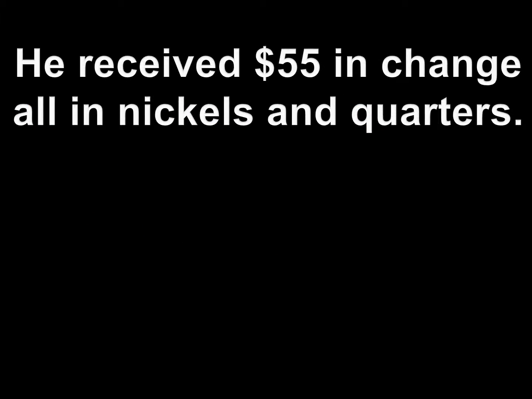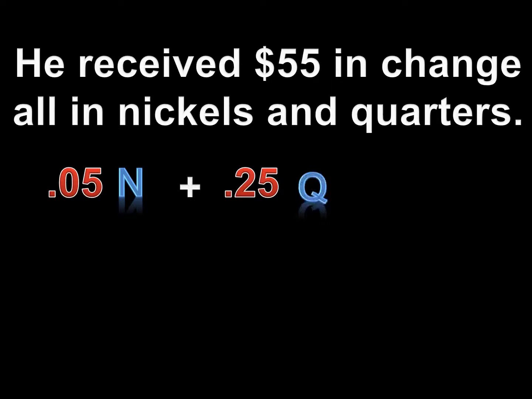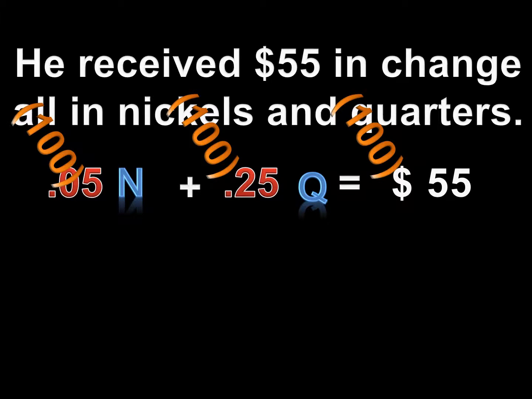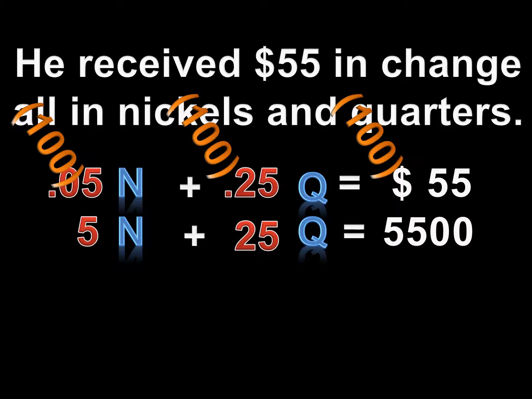Here's an example of a problem. He received $5.55 in change, all in nickels and quarters. To convert this into an equation, you would say 0.05N plus 0.25Q equals 5.55. Remember to multiply through by 100. The result is 5N plus 25Q equals 555.